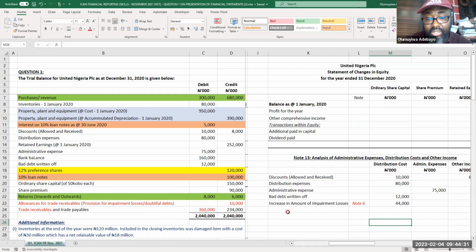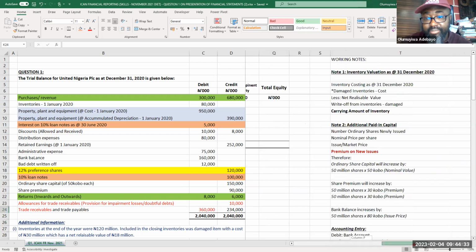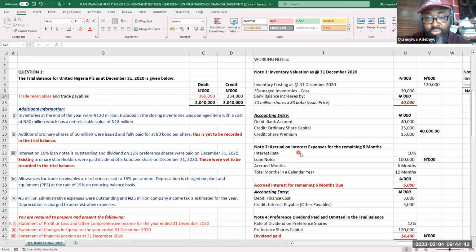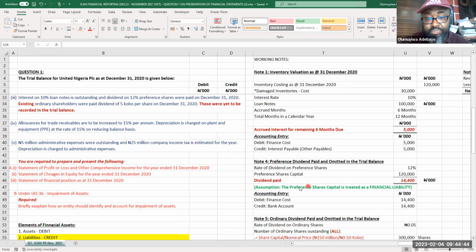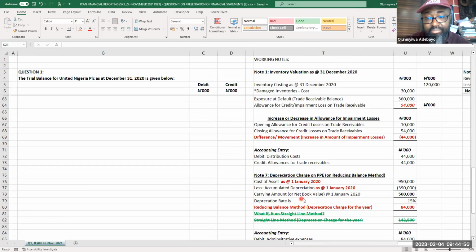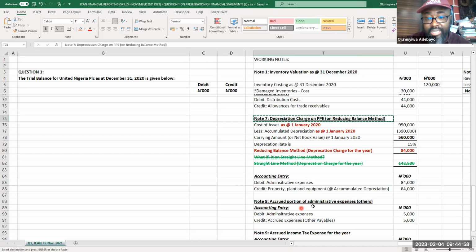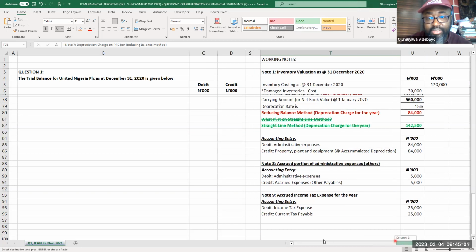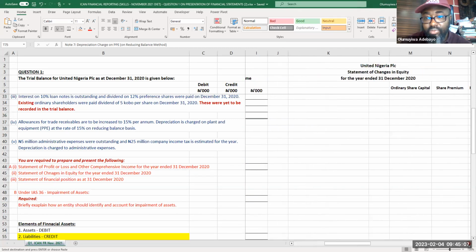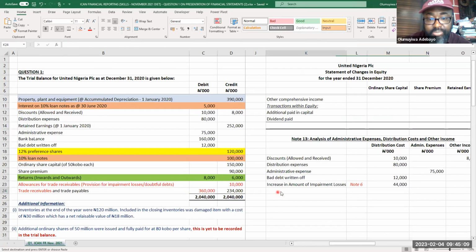Okay, we'll now pick other expenses. On that note, we are coming back to interest later. Depreciation, yeah. They said we should treat it as admin. We'll pick depreciation. And we are also coming to pick other accrued expenses, depreciation.